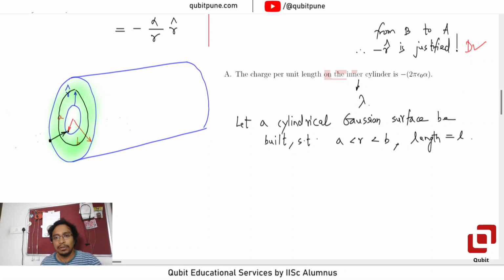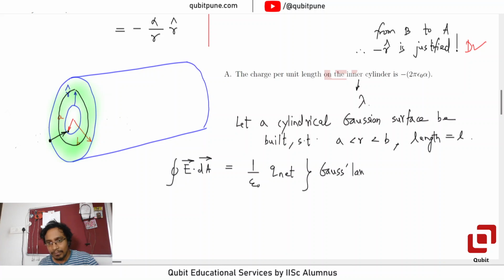And if we apply Gauss law, what does Gauss law tell us? Surface integral of electric field dot dA is given by 1 upon epsilon naught into charge enclosed. Everybody knows that this is Gauss law. Now look, elementary area vector will be directed radially outwards. So dA bar will be dA r cap.